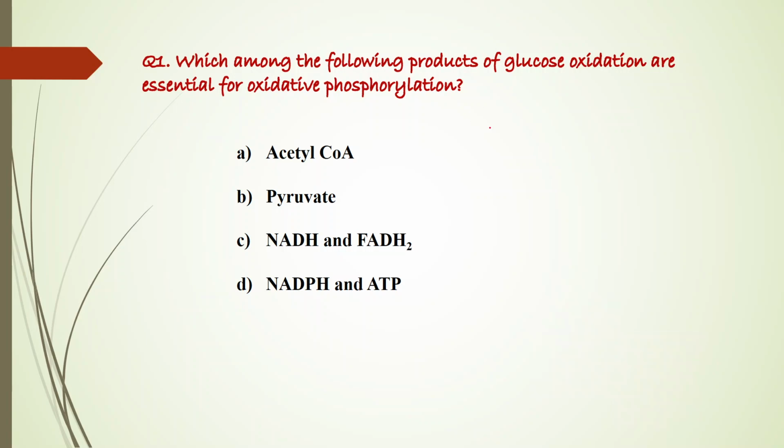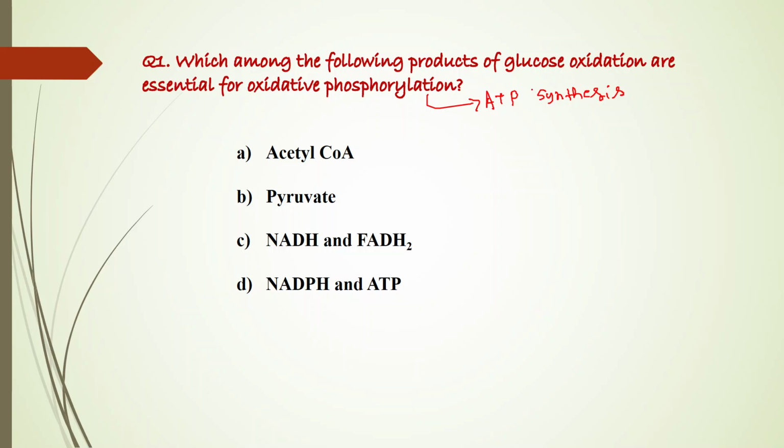So there are two processes we are talking about. One is oxidative phosphorylation, another is glucose oxidation. Oxidative phosphorylation is basically the process for ATP synthesis that we have discussed in detail in the last session. If any of you can answer this question, please do write. Then I will start discussing.